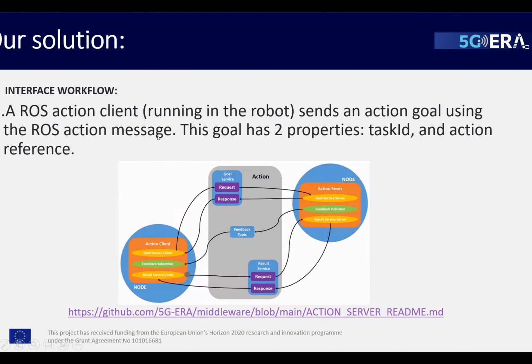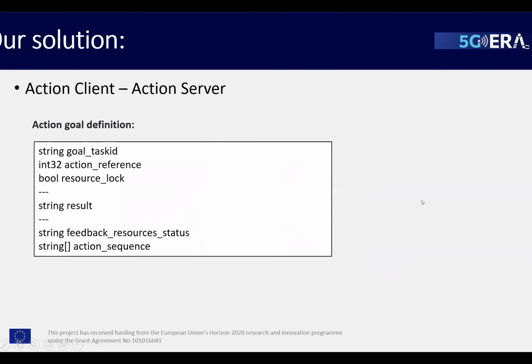The first one is the Action Client, Action Server, which uses action goals for communication. And this action goal actually has a couple of properties, mainly involving the task ID and the action reference. So task ID means which high-level task I want to do. And then the action reference means which action from the action sequence I am currently in. So the action message looks like this. It has task ID, task reference, and then in the feedback, there is information about the action sequence. So the robot knows what are the steps that I need to take to finally complete my high-level task.